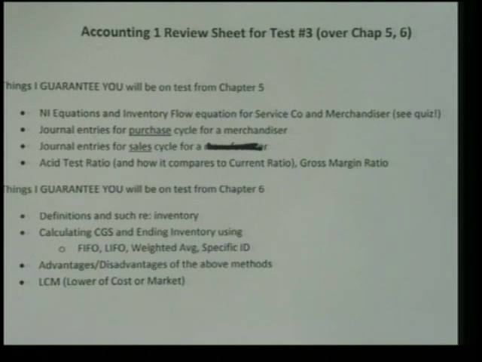Chapter 6, you need to know the definitions and such regarding inventory, those first few quick studies that we did. You need to be able to calculate cost of goods sold and ending inventory using FIFO, LIFO, weighted average, and specific ID. And I will provide you inventory sheets on the back of your test if you want to use those. But as another reminder, guys, I am only judging you on if you got the answer right. So if you make a silly little math error or something, you're going to miss all those points. I'm not going to look through each person's individual inventory sheets. I'm simply going to look to see if you have the right number in the blank.